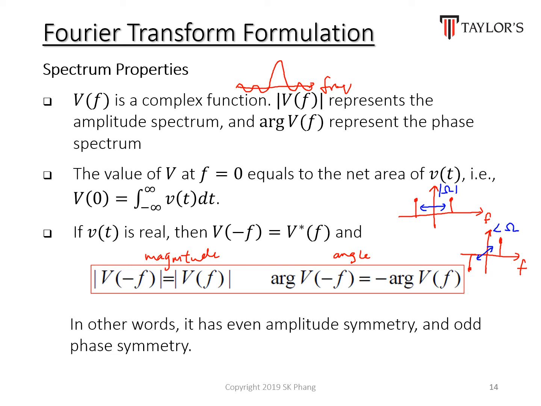When you Fourier transform a signal and then draw it out in the frequency domain, your magnitudes will be even symmetry. So the magnitude of V(negative omega) will be the magnitude of V(omega). And the angles will be odd symmetry, meaning that the angle of V(negative omega) will be the negative angle of V(omega), as shown in these two small graphs over here.